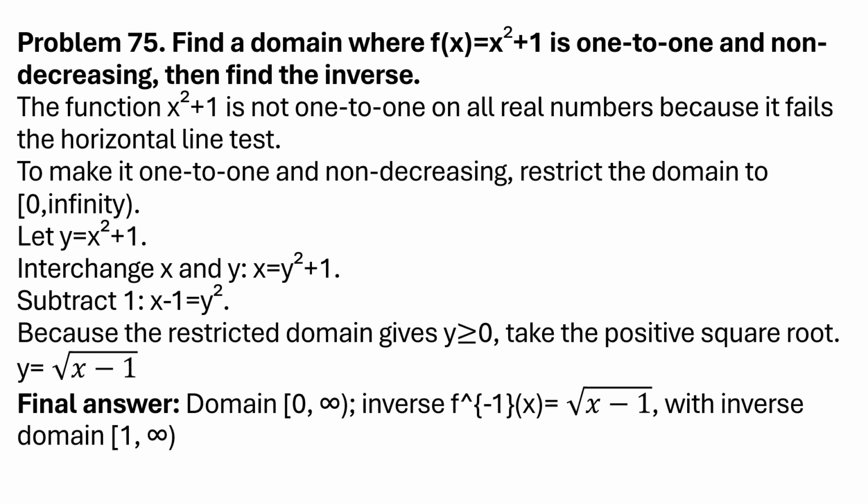Taking the principal square root gives y equals the square root of x minus 1. Therefore, the inverse is the square root of x minus 1.